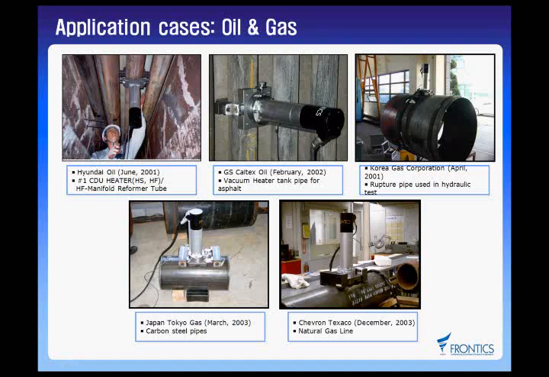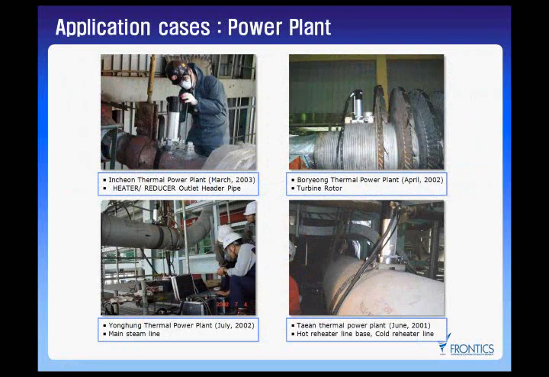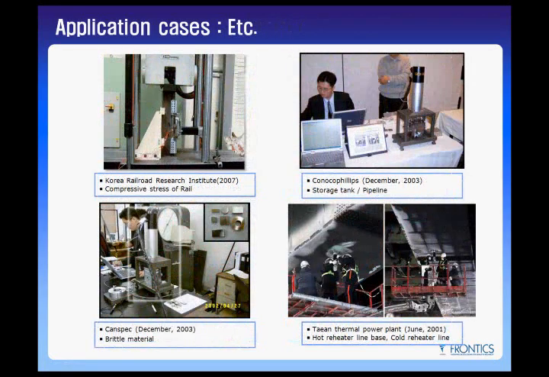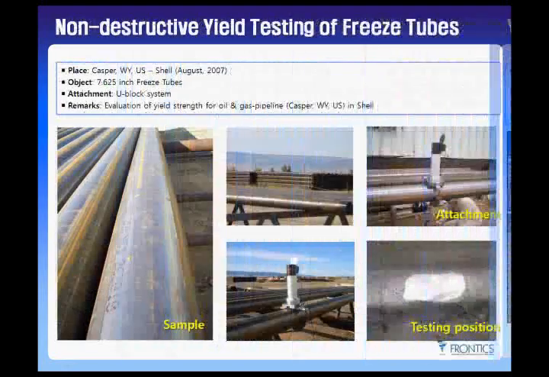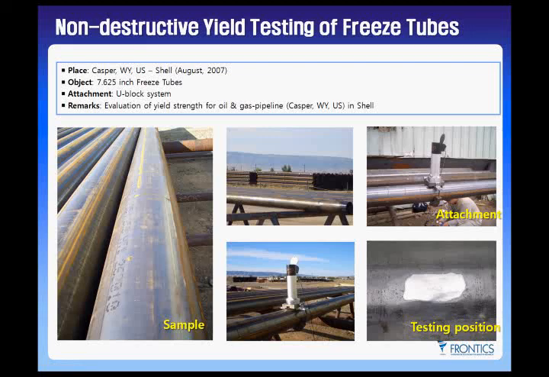The AIS series has been applied to various fields, including pipes and tubes in the oil and gas field, pipelines and turbines in plants, and railways and bridges. To illustrate the usefulness of AIS, we have prepared a case showing results from a test involving pipelines performed in Casper, Wyoming, in the United States during August 2007.